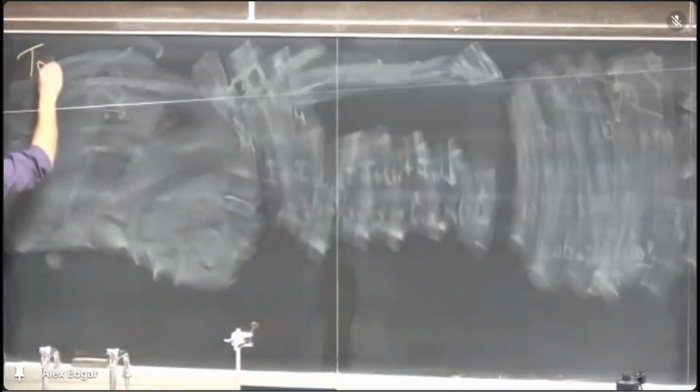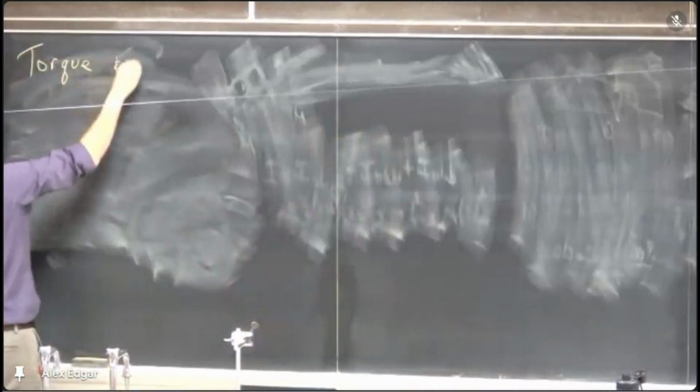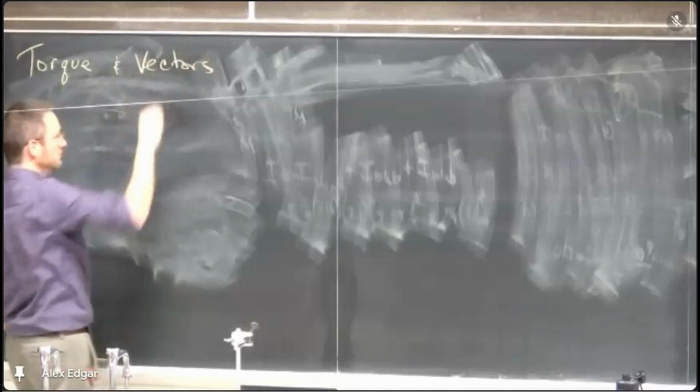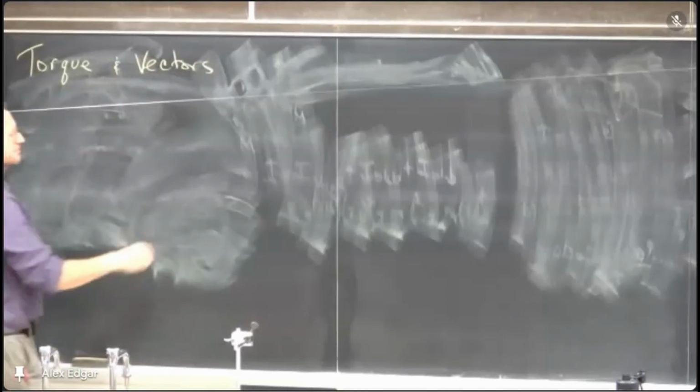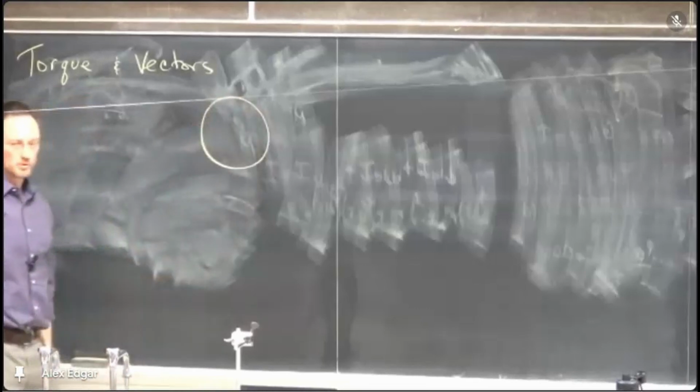So, torque and vectors. Which way is the thing spinning? And we've already talked about the right-hand rule, yes?